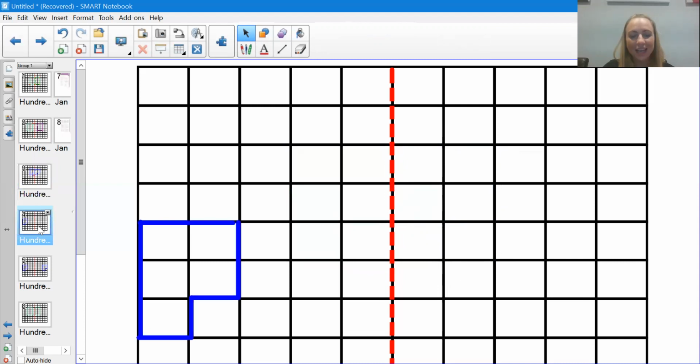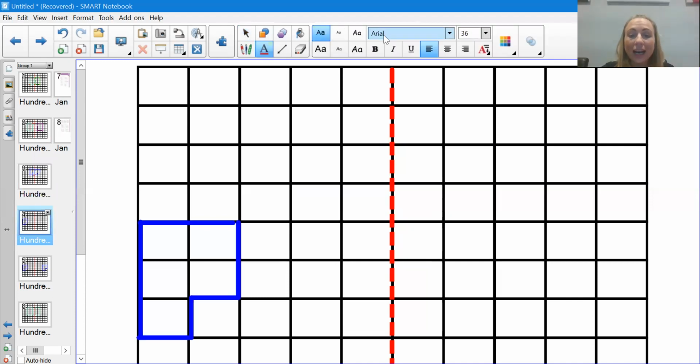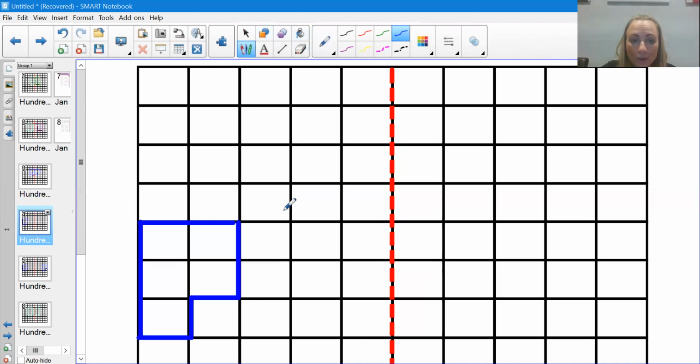Now let's have a look at this one. This one's a little bit different because again, it's further away from the mirror line. So again, I have to go from each point, and I'm going to start with this point here. It's 1, 2, 3 away from the mirror line, so I'm going to start my drawing here. Then I'm going to look at this point, and that is 1, 2, 3, 4, 5 away.